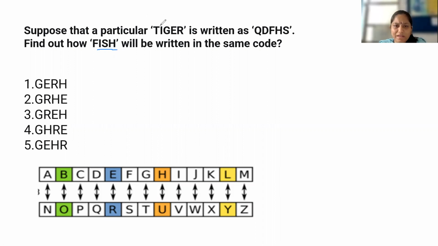Now, if I start seeing this T and Q, T is somewhere here, and then Q is here. Maybe it goes 1, 2, 3, minus 3. I, D, 1, 2, 3, 4, 5, minus 5. G, F, minus 1. And then we have E to H, then it goes 1, 2, 3, plus 3. And R, S, that is plus 1. I don't see any kind of pattern here. There is no such kind of pattern.